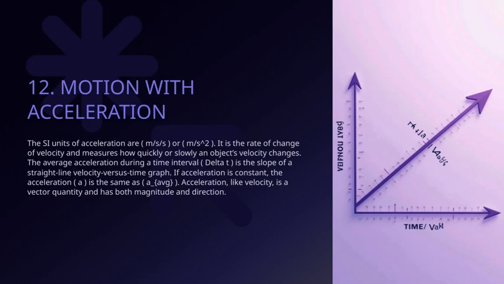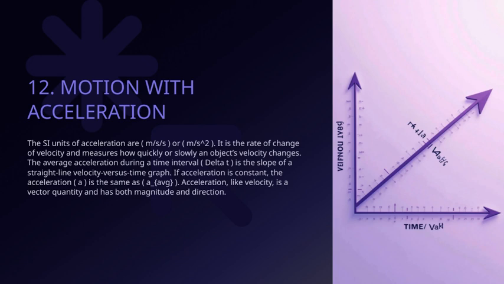The SI units of acceleration are meters per second squared, or m/s², which you might also see written as MSS. Acceleration essentially measures how quickly or slowly an object's velocity is changing over time. To put it simply, if an object speeds up or slows down, it's experiencing acceleration.